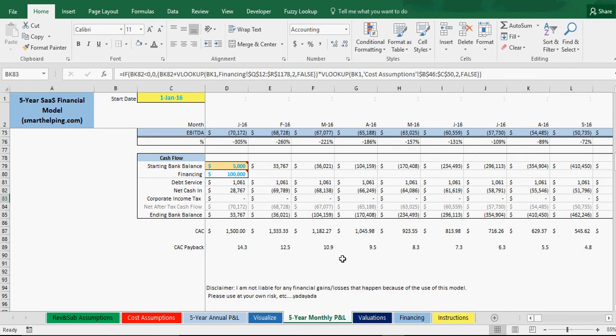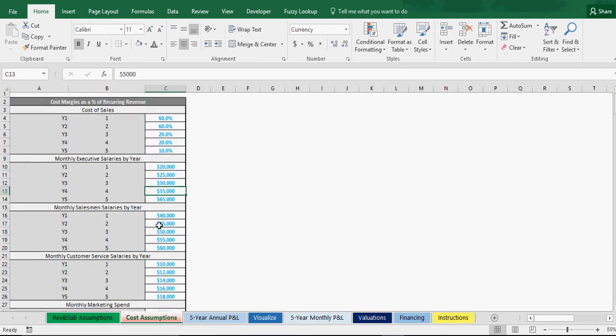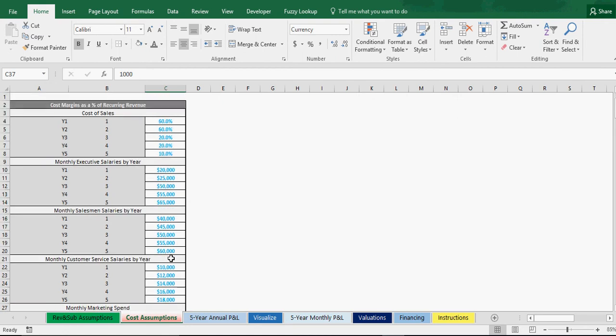Alright, well, that's the update. Basically, the most important thing you need to know is just the cost assumptions have been updated. And I think that's going to help everybody.